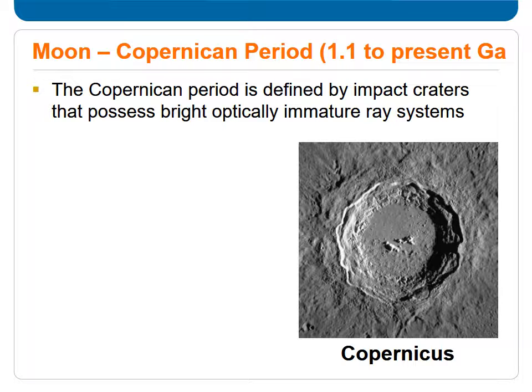The Copernican period in the lunar geological timescale runs from approximately 1.1 billion years to the present day. The base of the Copernican period is defined by the impact craters that possess bright, optically immature ray systems. The crater Copernicus is a prominent example of a rayed crater, but it does not mark the base of the Copernican period. Its Earth equivalents are the Neoproterozoic era and the Phanerozoic eon. So while animal life bloomed on Earth, the Moon's geological activity was coming to an end.